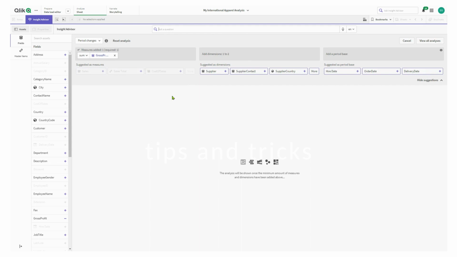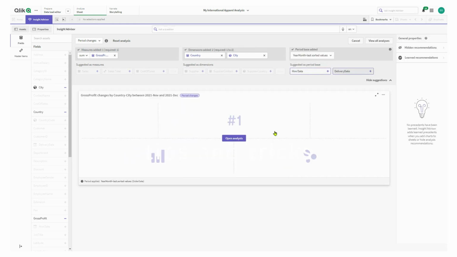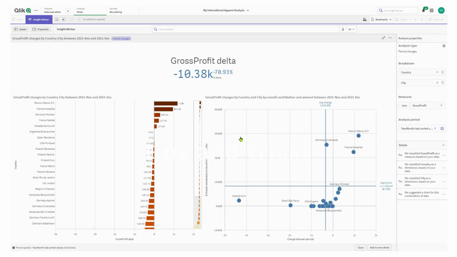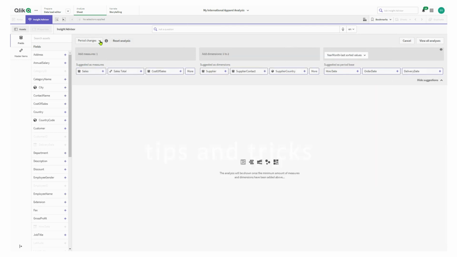We're now looking at changes in periods. So we can look at the performance and how it's changed between two periods. And we're doing that by country and city. And when we open the analysis, we can see that between November 2021 and December 2021, there were a few where the country and city was higher, but mostly they were smaller. Okay, we're going to the next.